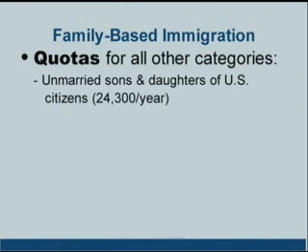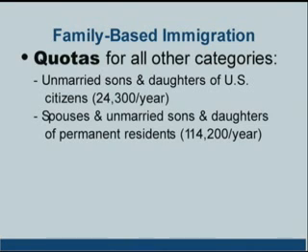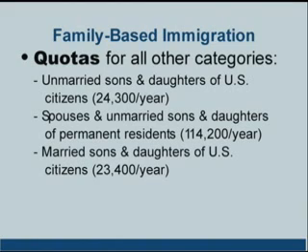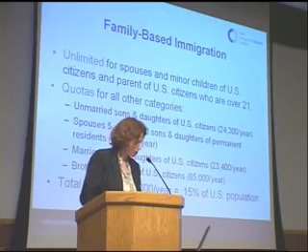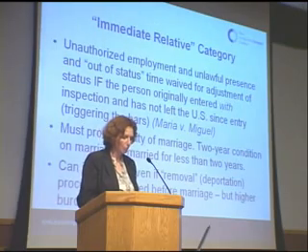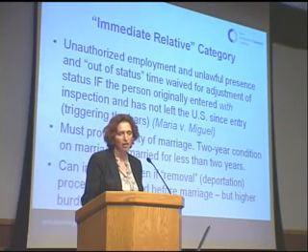The first one is unmarried sons and daughters of U.S. citizens. Then there's spouses and unmarried sons and daughters of permanent residents, married sons and daughters of U.S. citizens, and brothers and sisters of U.S. citizens. That's it, okay? Grandma cannot come, Aunt May can't come, Cousin Joe cannot come, all right? It's only those family relationships.